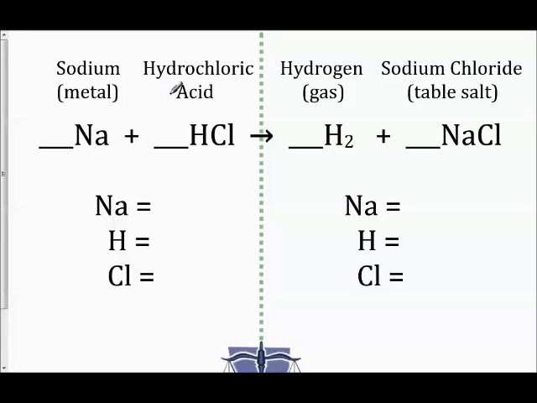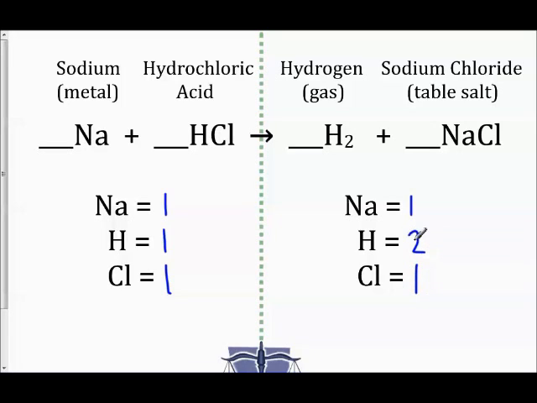Check your answers. All right, here we go. Let's check them. Start off with quantities of how much you have of each. Looks like we have 1 of each here. And over here we have, let's see, sodium has 1, hydrogen has 2, and chlorine has 1.